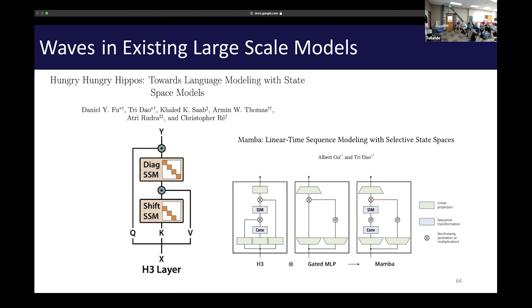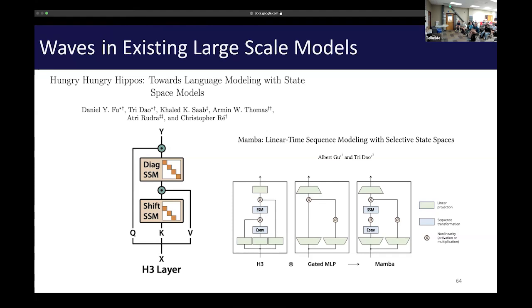What they did in this Hungry Hippos paper is they made this block where they first run this shift SSM, which is a state space model where, I don't know the correct term for it, the A matrix or the hidden connectivity matrix is literally a shift matrix. And then they do a combination of that with the output of this original diagonal model. So you think, okay, it's kind of a hacky thing. How did they come up with this? Nobody really knows.